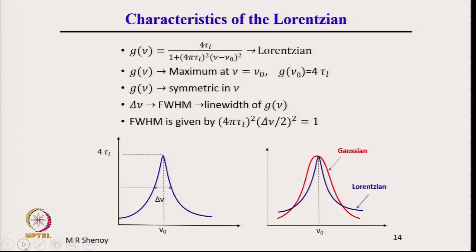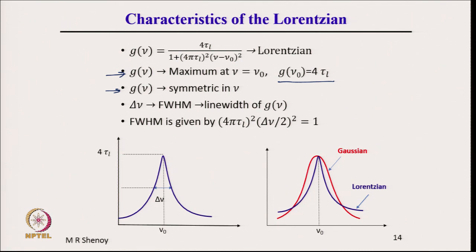So, what are the characteristics of the Lorentzian? G nu is given by this, which is the Lorentzian. The maximum value, as I have already written, at nu equal to nu 0 gives us g of nu 0 equal to 4 tau L. It is symmetric in nu, and the full width at half maximum is called the line width of g of nu. If we designate delta nu as the full width at half maximum, then it is given by this denominator becoming equal to 1.